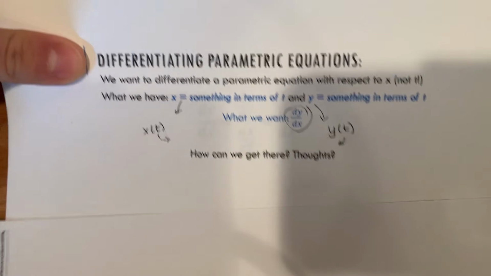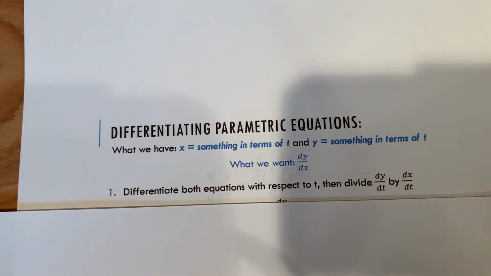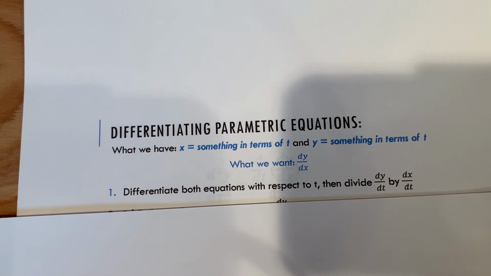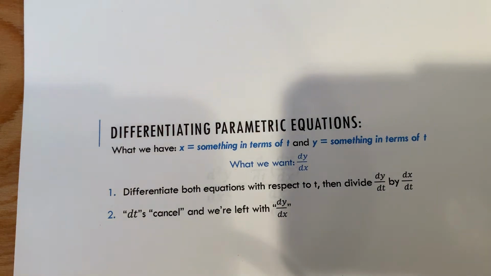So hopefully you've paused, and the big idea is we will differentiate both equations with respect to t and then divide dy dt by dx dt. The dt's are going to cancel like a fraction would, and we're left with dy dx.